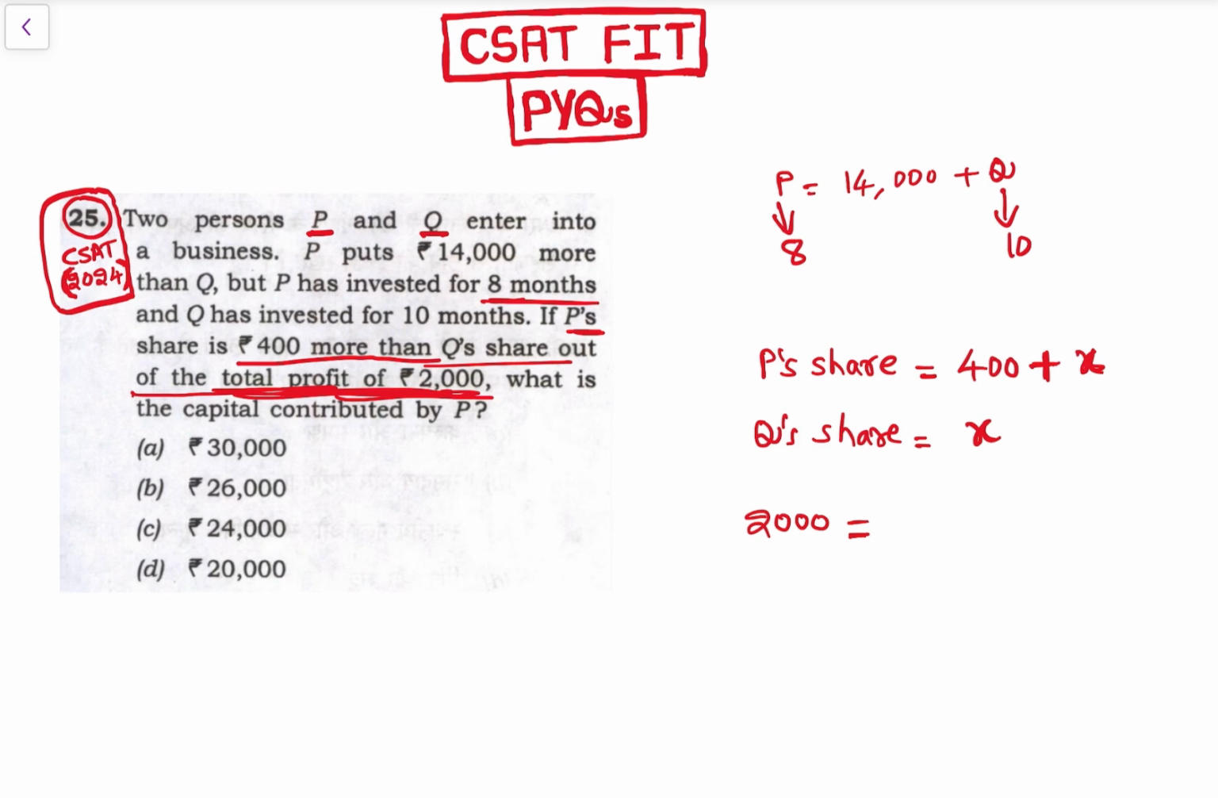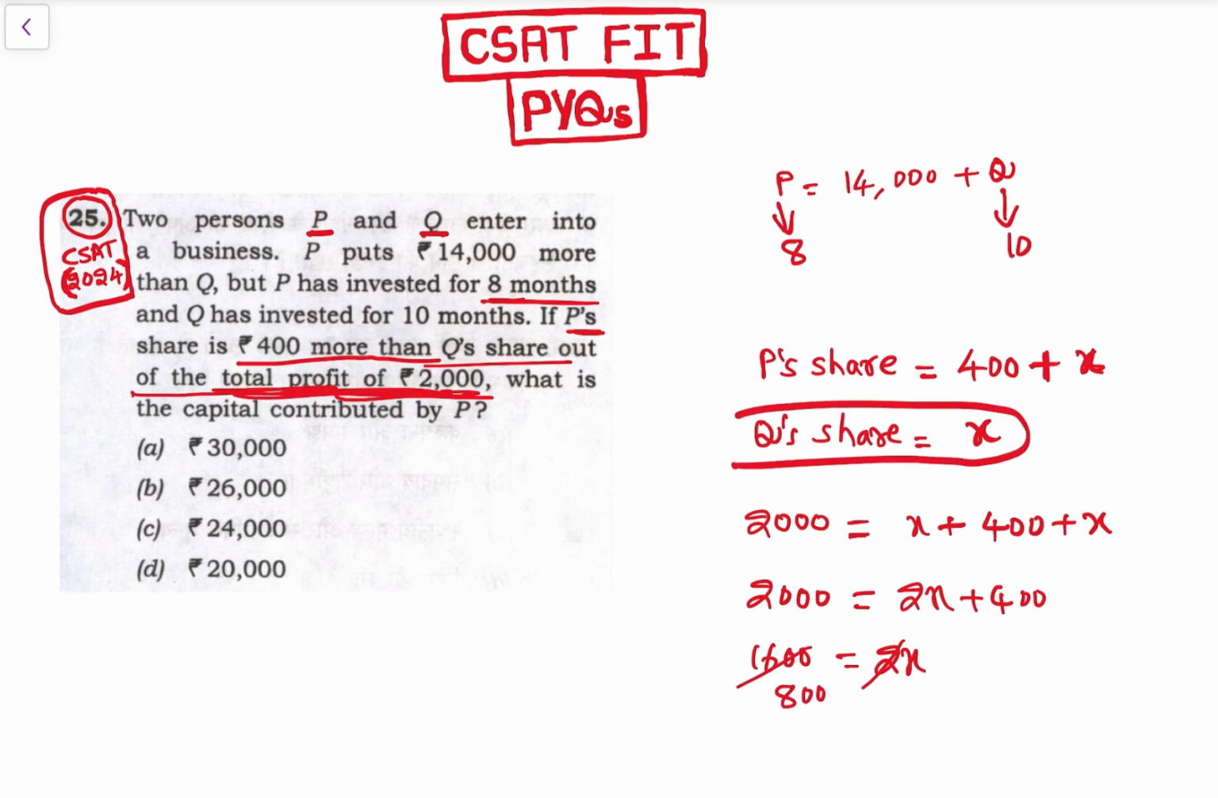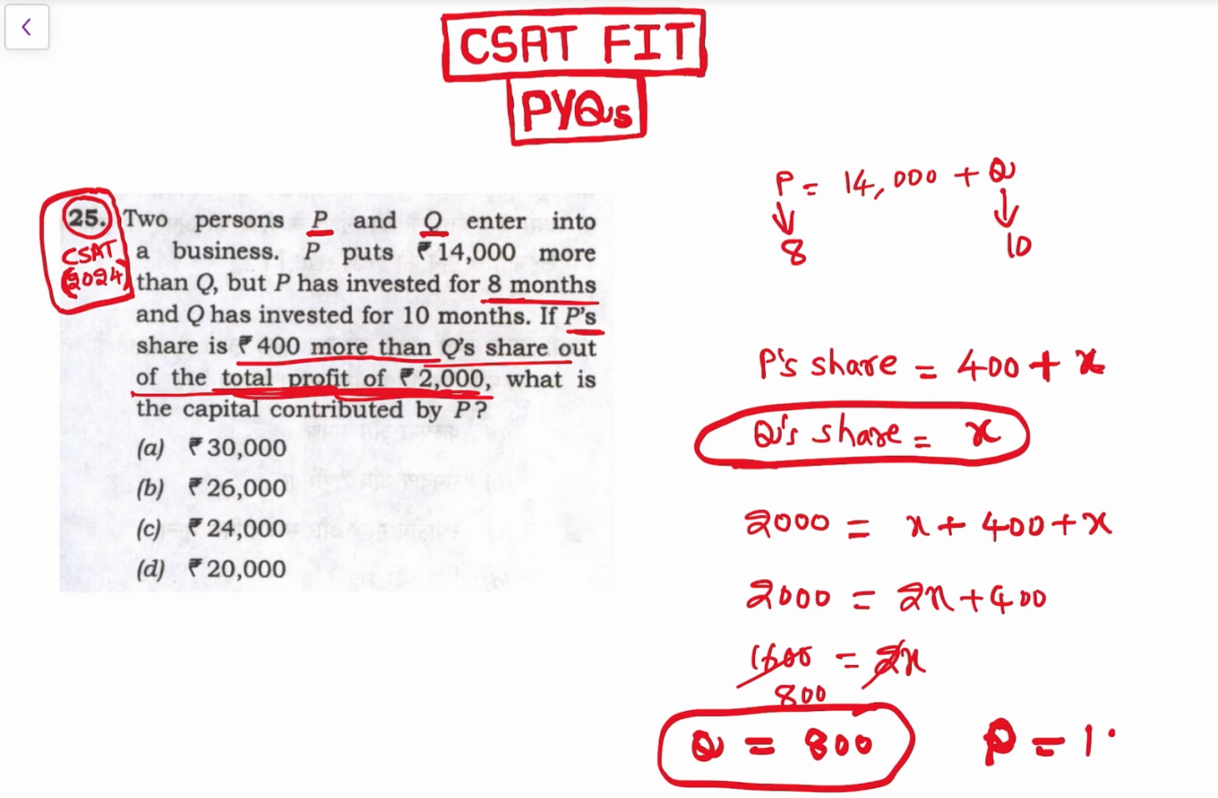We are talking about P and Q. So X plus 400 plus X is 2000. So 2X plus 400 is 2000, and so 1600 is 2X. 400 goes across as minus. So X is equal to 800. X is Q's share, so Q's share is 800, and P's share is 400 plus X, that is 400 plus 800, which is 1200.